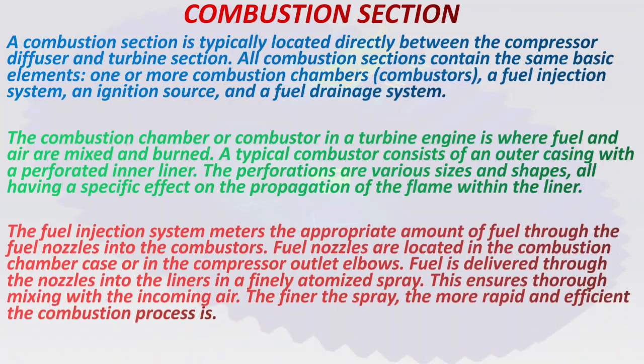The next one is the fuel injection system. The fuel injection system meters the appropriate amount of fuel through the fuel nozzles into the combustor. Fuel nozzles are located in the combustion chamber case or in the compressor outlet elbows. Fuel is delivered through the nozzles into the liner in a finely atomized spray. This ensures thorough mixing with the incoming air. The finer the spray, the more rapid and efficient the combustion process is.